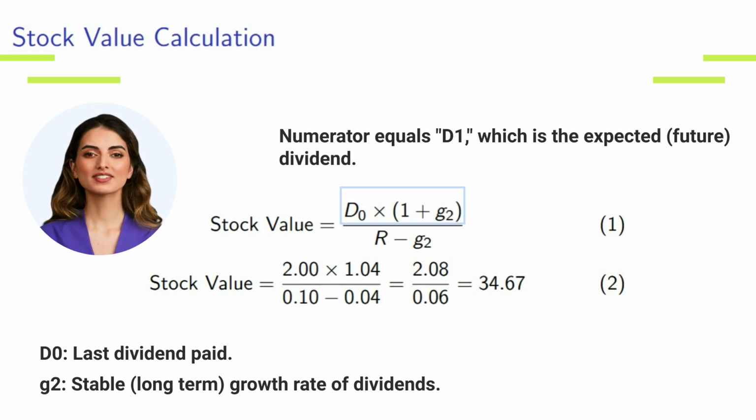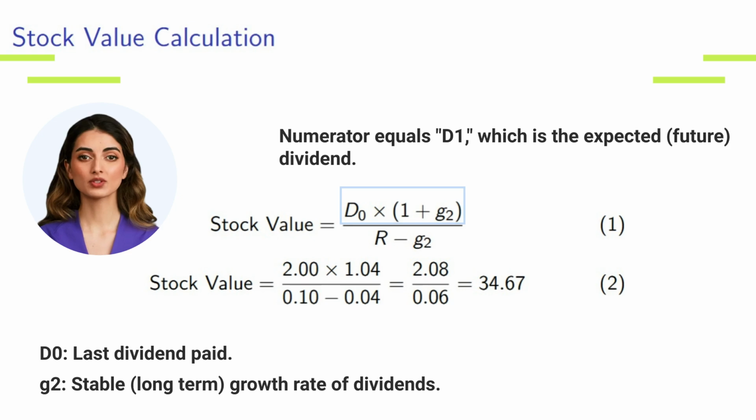$34.67. Based on the dividend discount model, if the market price is below this value, it could be a great buying opportunity. If it's above, you might want to reevaluate.